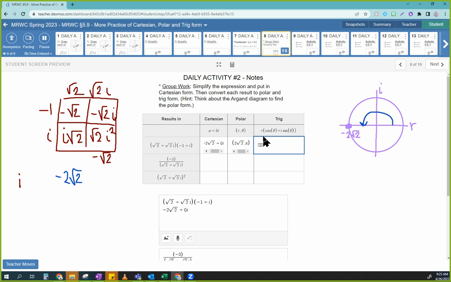Because it's r cosine theta plus i sine theta, I'm actually going to write r cosine theta plus i sine theta, and then close my parentheses. And then you're going to tell me, what's my radius again? Yeah, it's 2 square root 2. So you just want me to write 2 square root 2? Yeah. And then instead of writing theta, what do you want me to write? Oh, you want me to write pi?